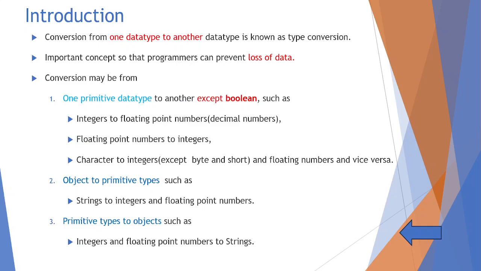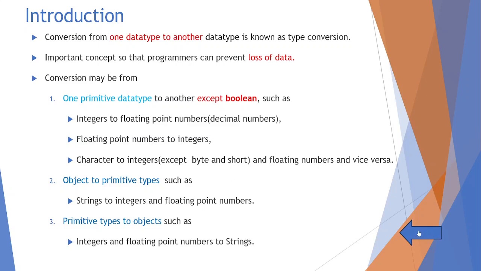Object to primitive type, the second one. String is a class, so strings to integers and floating point numbers. Then the third one, primitive types to objects, that is, integers and floating point numbers to strings. This is also possible.